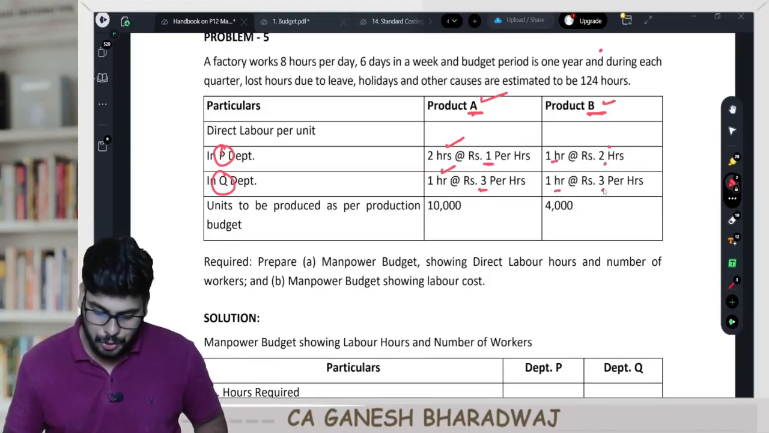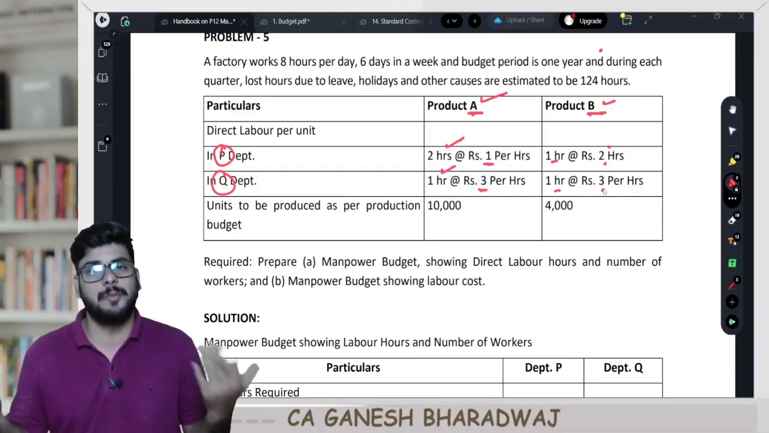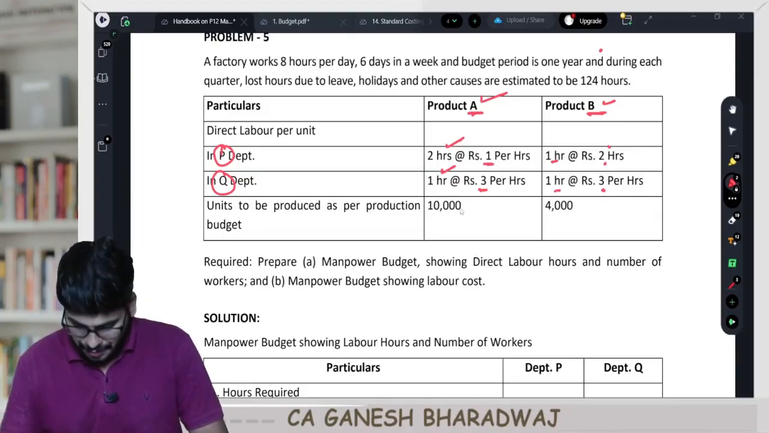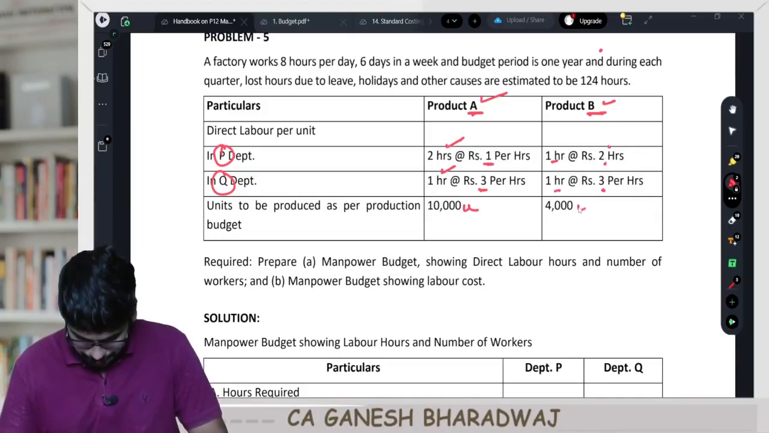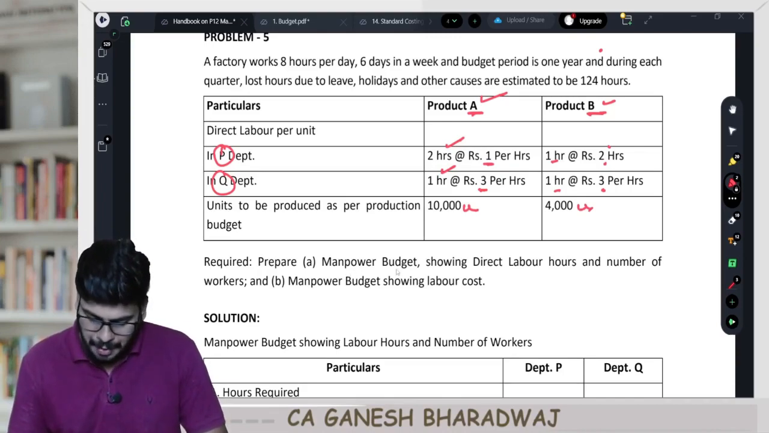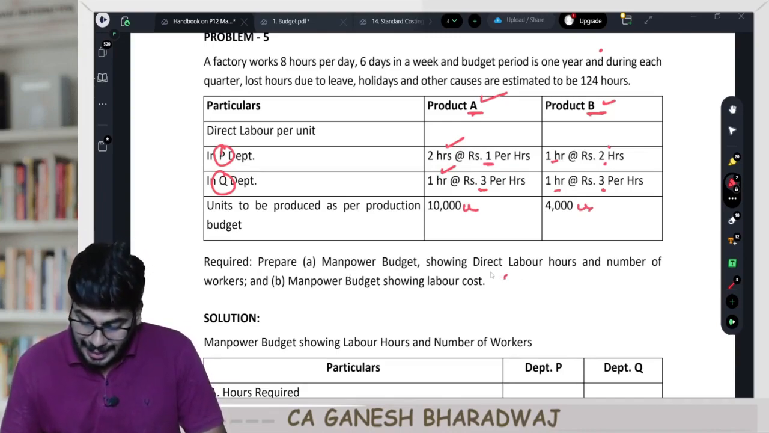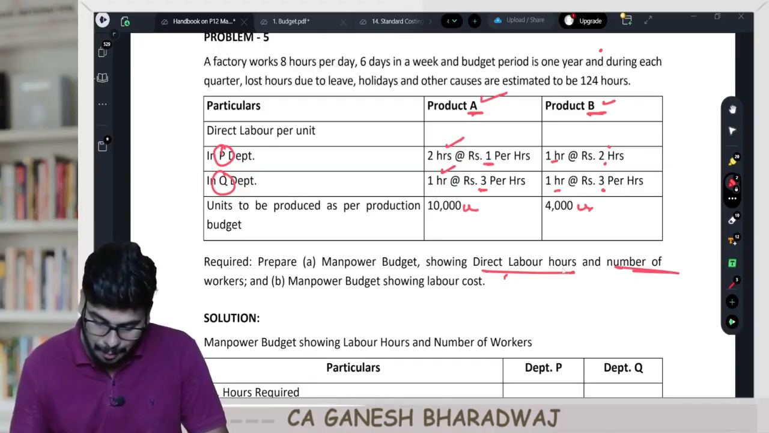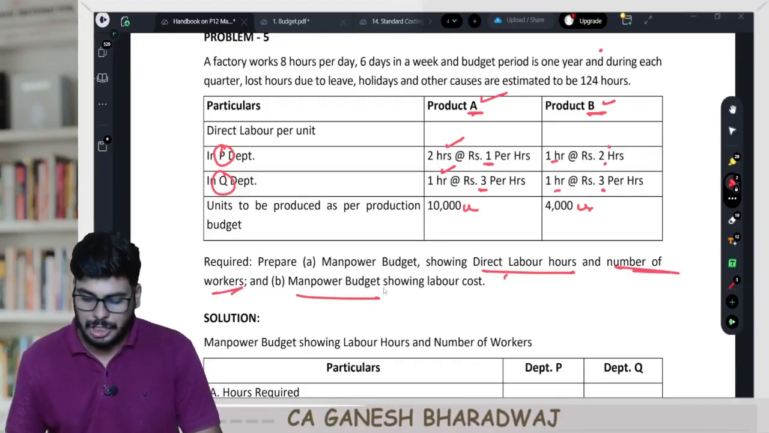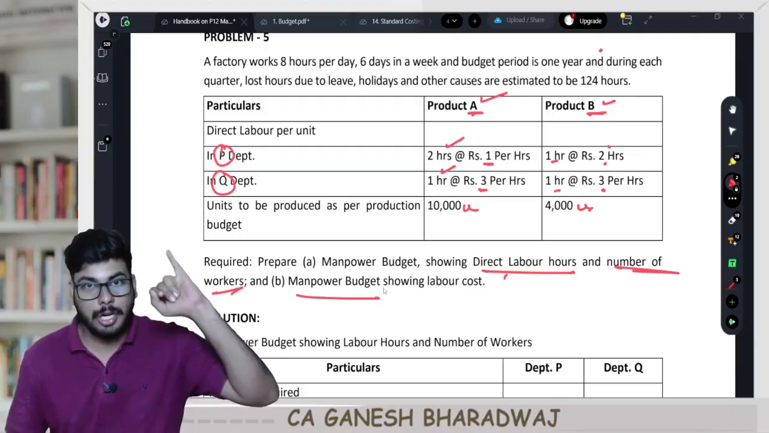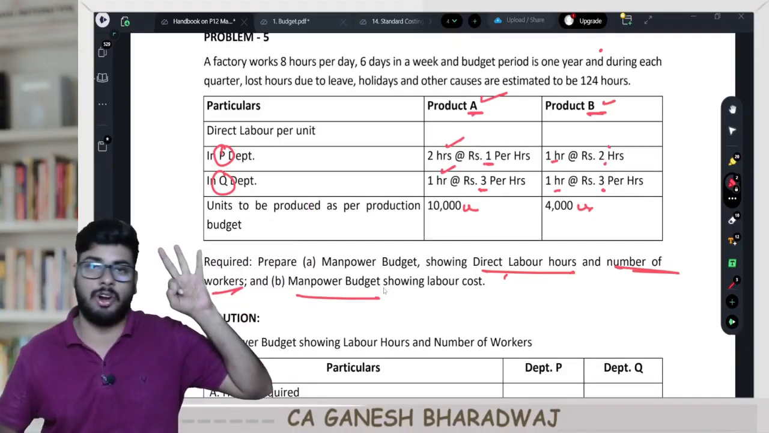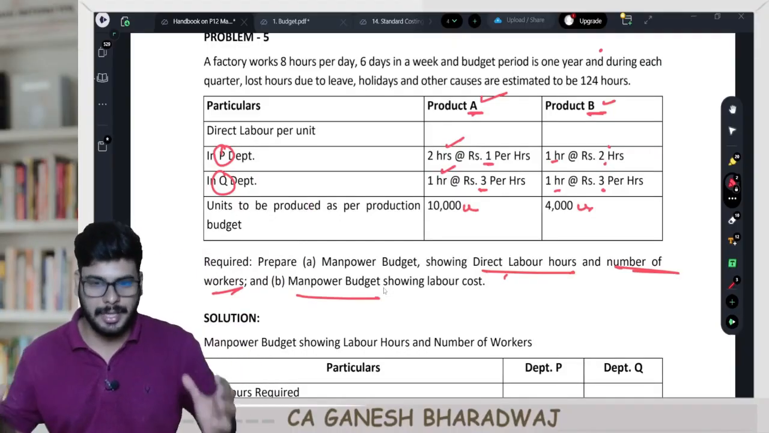The number of units to be produced as per the production budget. Now, we need not prepare the production budget. The production budget data is given. So, they have said that you need to manufacture a total of 10,000 units of A and 4,000 units of B. Now, prepare a manpower budget showing the direct labor hours, right, and the number of workers, and the manpower budget showing the labor cost. So, basically, three things they are asking: total labor hours required, total number of workers required, and the total labor cost that you are planning to incur. Three things they are asking us.